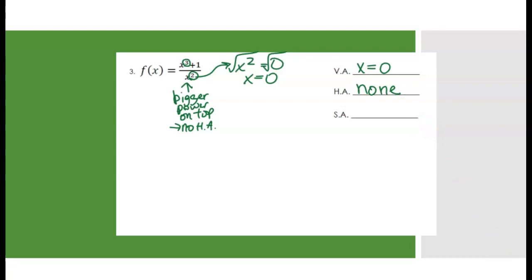So we need to check to see if there is a slant asymptote. Remember, the slant asymptote happens when the numerator's power is just 1 more than the denominator's. So do I have that here? Yes, I do have a slant asymptote, which means I actually need to divide.